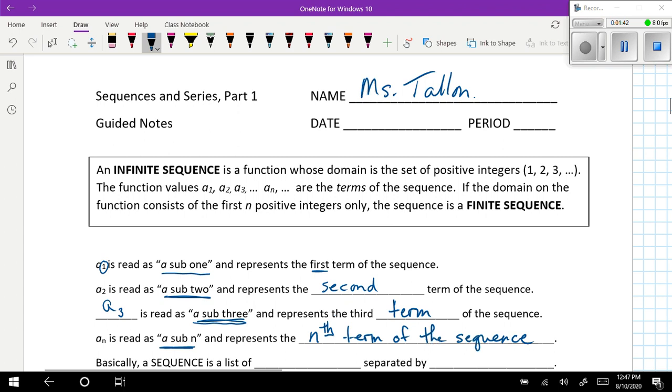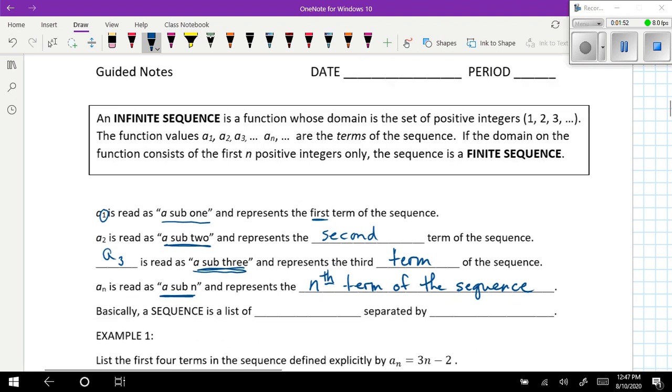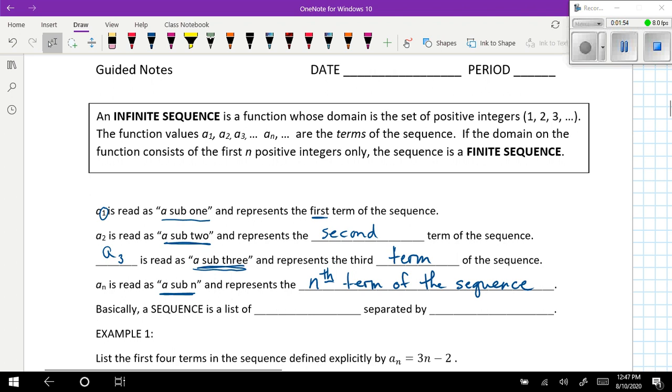So for instance, if it was a sub 10, then it would be the 10th term of the sequence. A sub 14 would be the 14th term of the sequence, and so on. Basically, a sequence is a list of, what are they? Terms separated by commas.